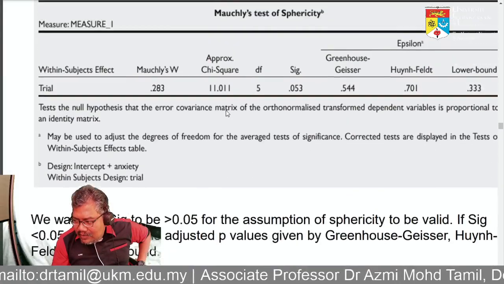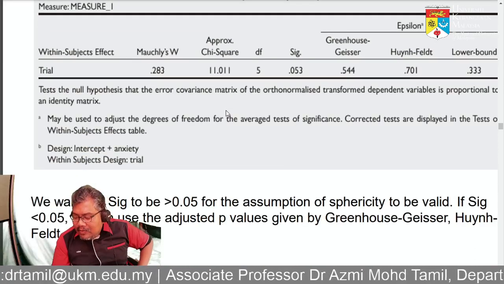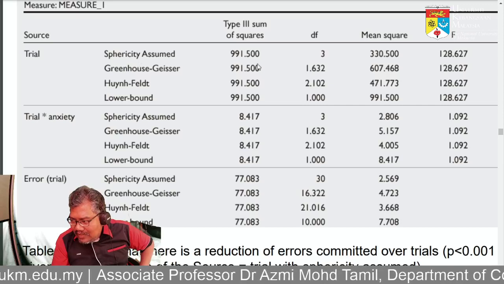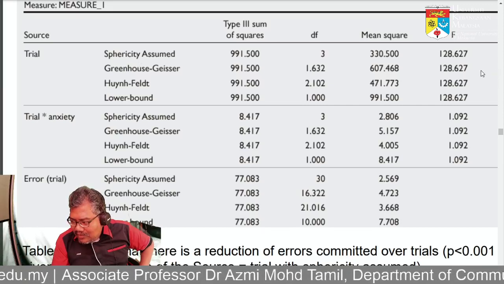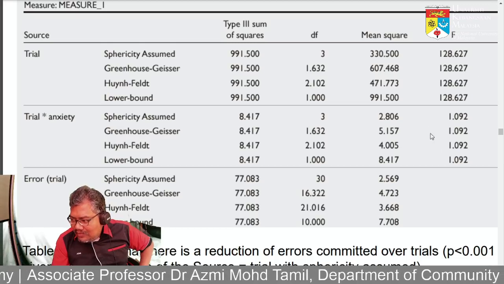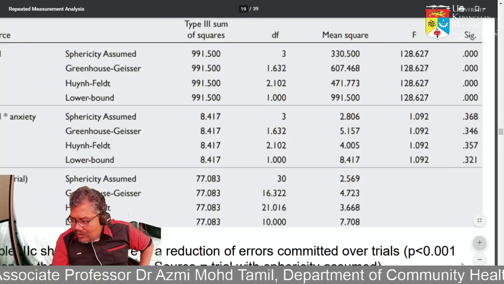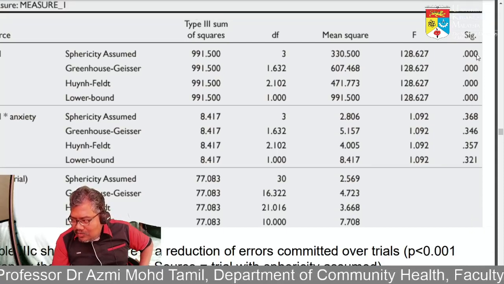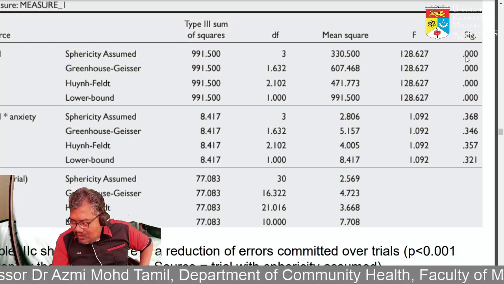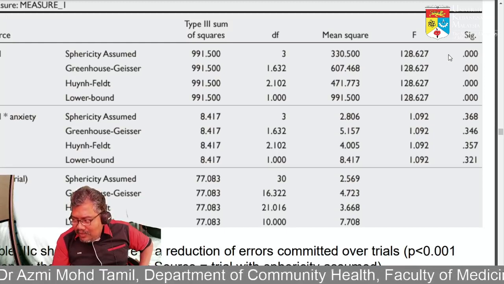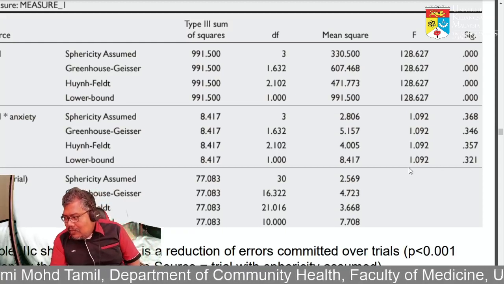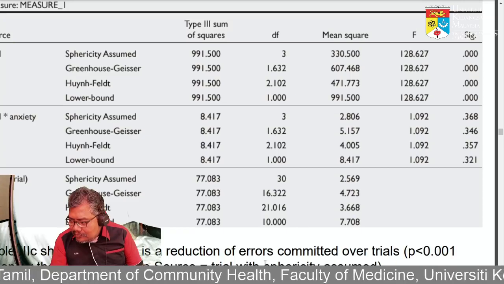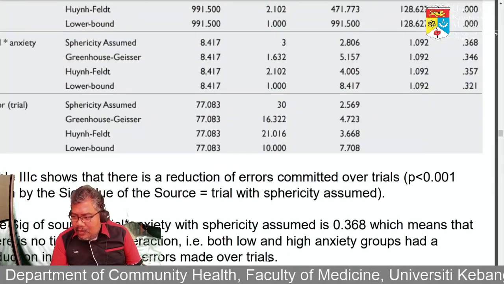So this one is already clear. The p-value for Mauchly's sphericity test is larger than 0.05, so we can use the first line. The first line shows that there is a reduction of errors committed over trials. The p-value is less than 0.001. Doctor, the p-value is 0? There's no such thing as a p-value of 0. So what you do is write p-value less than 0.001, changing the last value to 1. Since you put less than, you're still correct. If this were larger than 1, then when you round it up, it won't become 0.